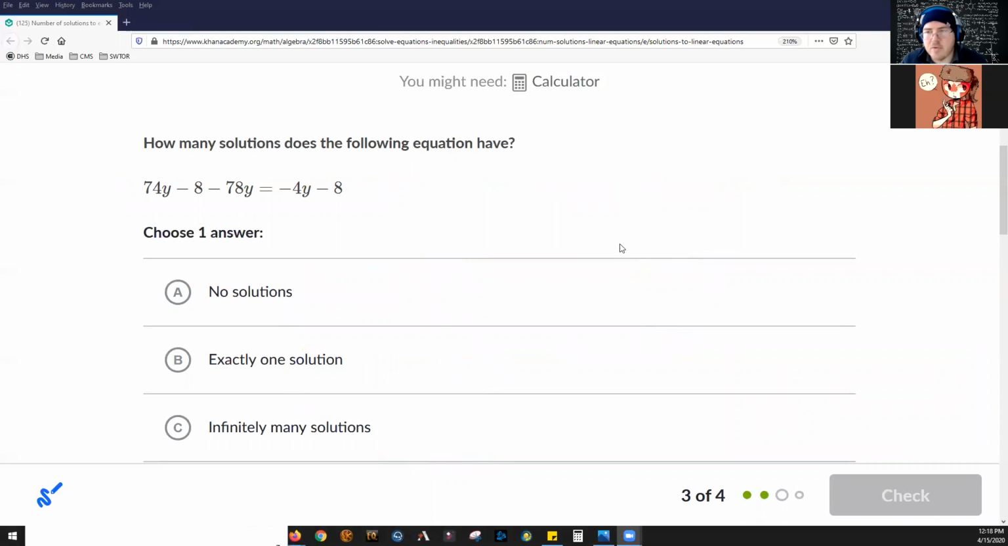I think we get time for a few more. So looking at this one, what do you guys think? No solution, exactly one solution, or infinite solutions? I'll give you a couple seconds to start. See how you do.